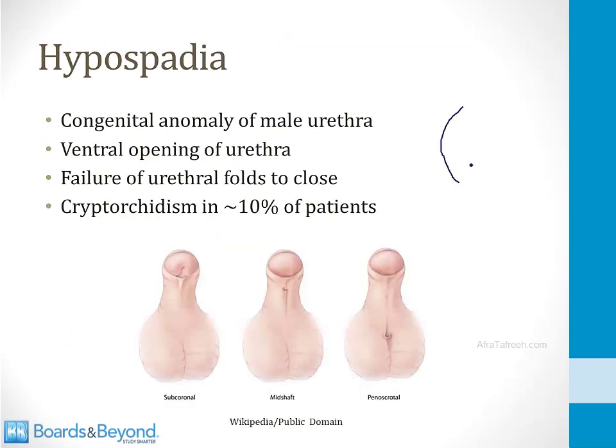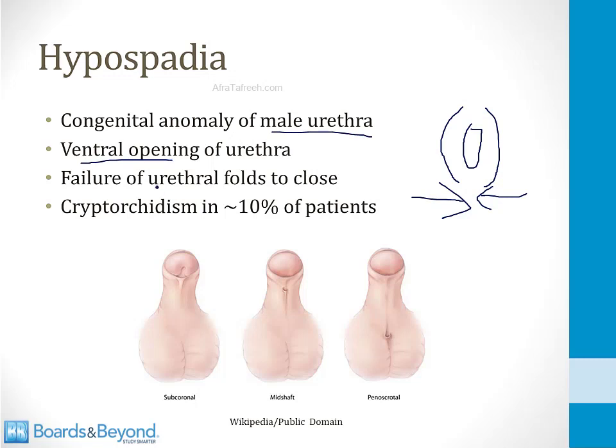In the male, the urethral folds, which are located on the outside of that opening, the urogenital sinus, have to come together and seal in order to form the underside of the penis. If they don't come together normally, an opening can be left, and this is called hypospadias. This is a congenital anomaly of the male urethra. It's a ventral opening of the urethra, meaning an opening of the urethra on the underside of the penis.